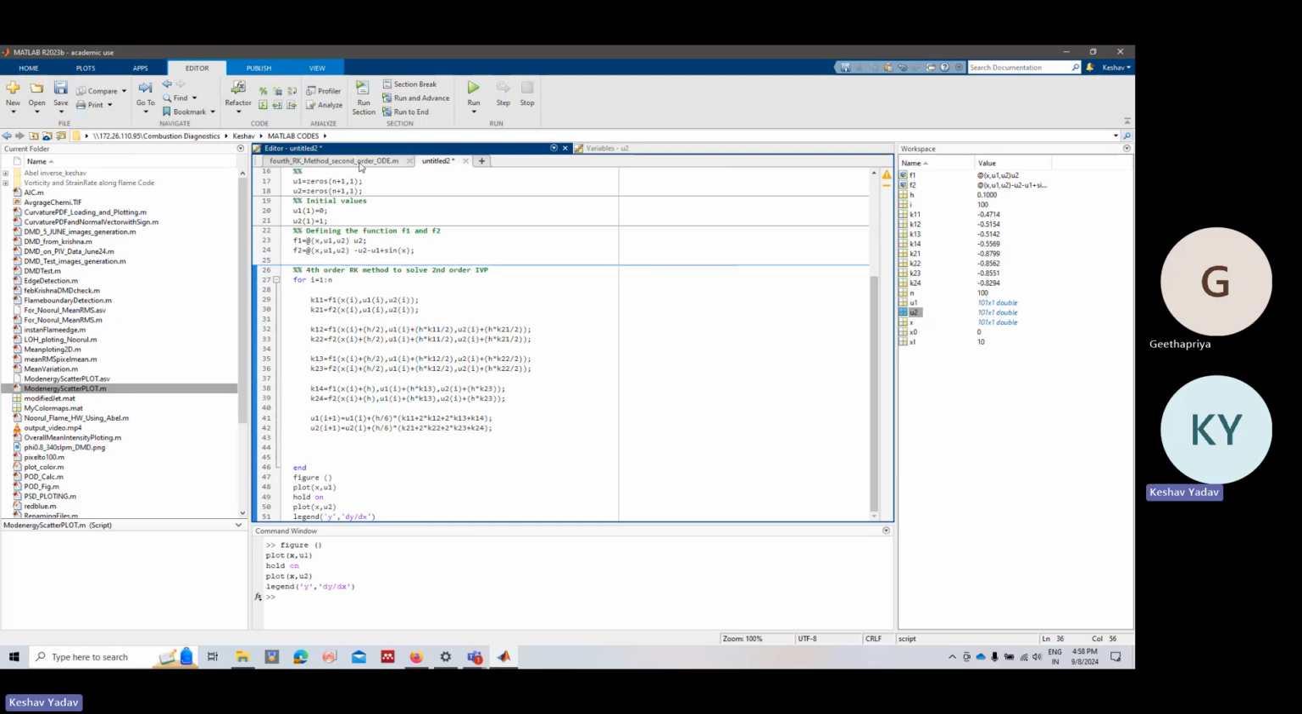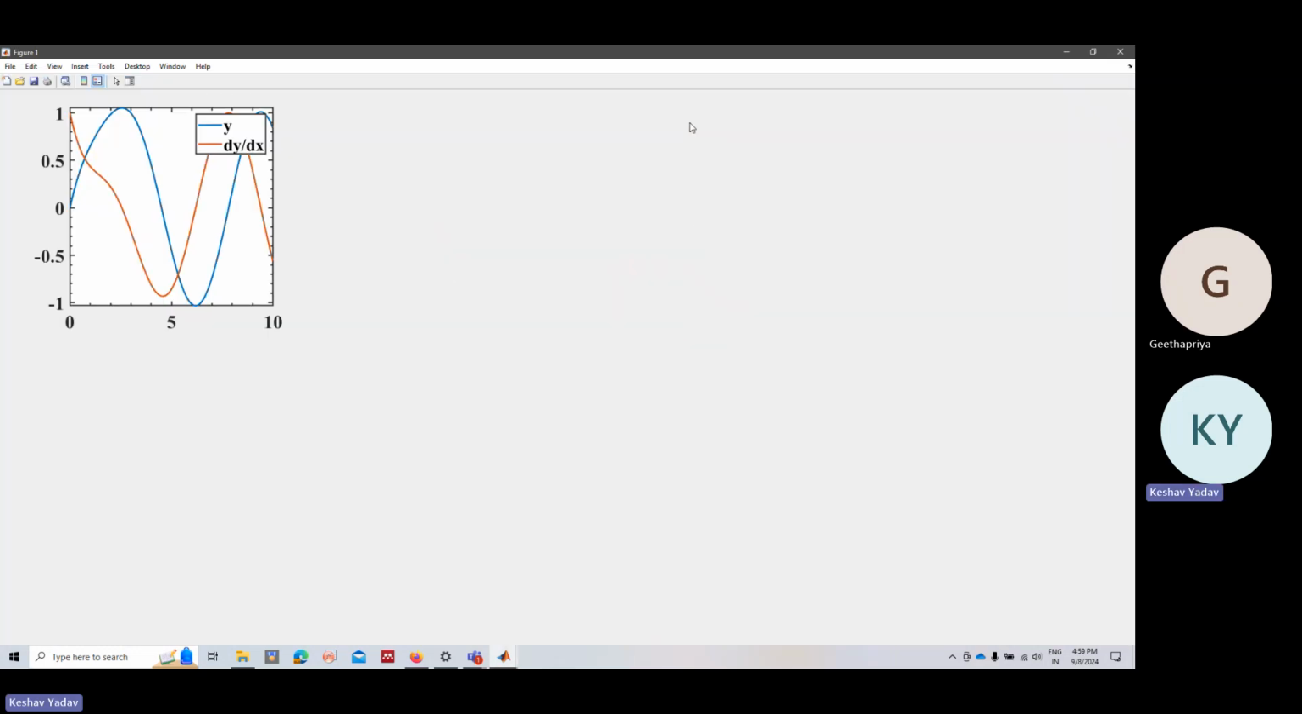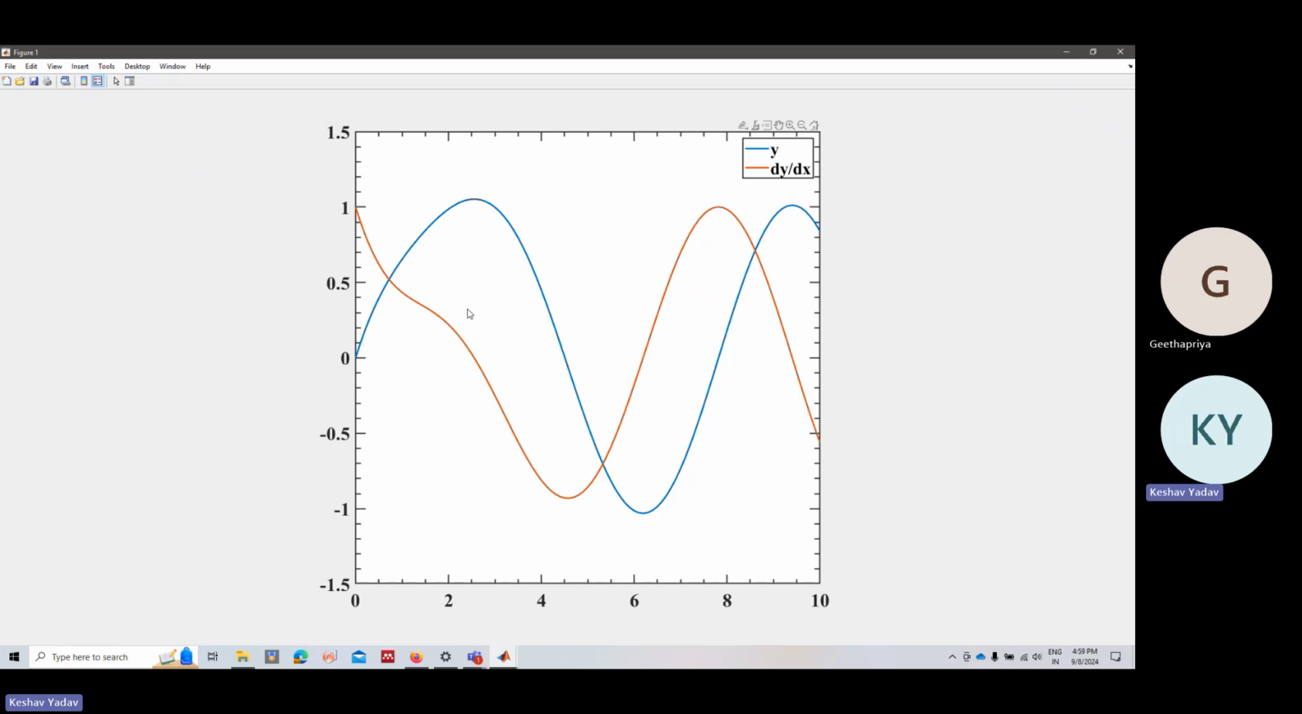Similarly here also I have written it, and I have done some appearance settings so that the figure looks good. Suppose I just run this. So this is what we will get. This is my Y and this is my derivative.